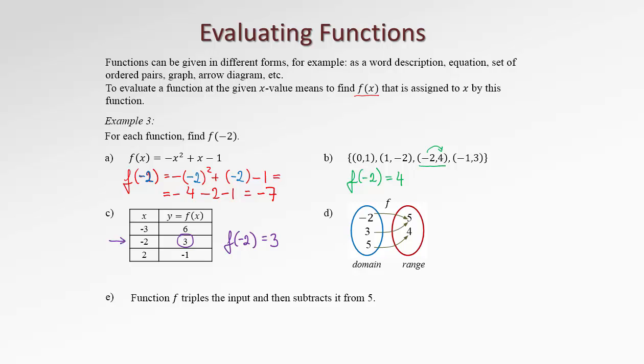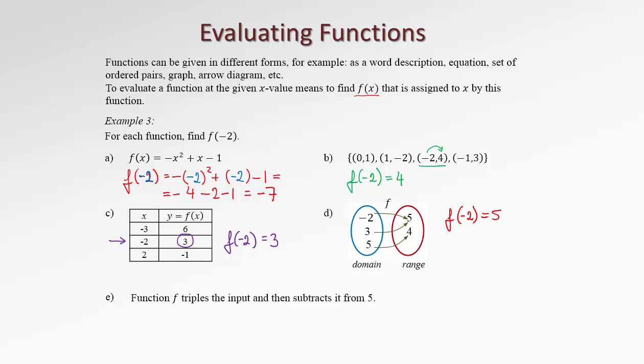In the fourth example, we have an arrow diagram. We start with the domain that includes -2, and following the arrow, we know that the value attached to -2 is equal to 5. So we can state f of -2 equals 5. And finally, we have a word description. Function f triples the input and then subtracts it from 5.